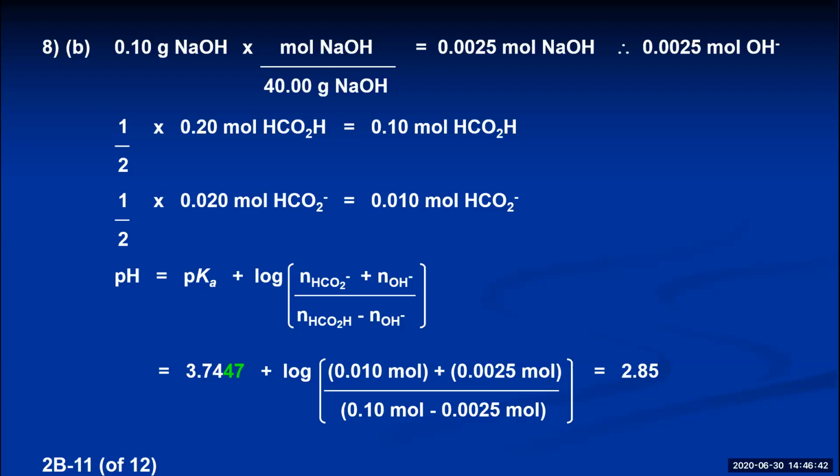Let's see C. This says calculate the final pH if 1 gram of sodium hydroxide is added to a different 50 milliliter sample of the buffer. So here in part B, we added 1/10 of a gram, and it made the pH of the buffer only go up barely from 2.74 to 2.85. What do you think is going to happen if we add a whole gram of sodium hydroxide? Probably going to have a little bit bigger effect on the change of the pH.